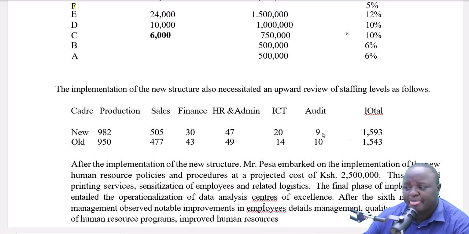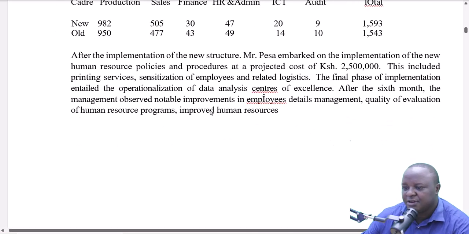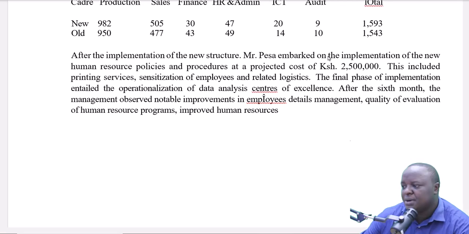In total, all the employees increased from 1,543 to 1,599. And the last statement stated that after implementation of the new structure, Mr. Pesa embarked on the implementation of the new human resource policies and procedures at a projected cost of 2.5 million. This included printing services, sensitization of employees, and related logistics.